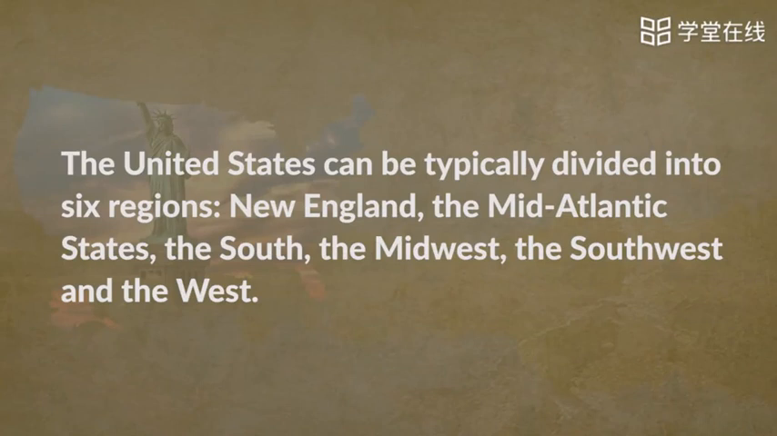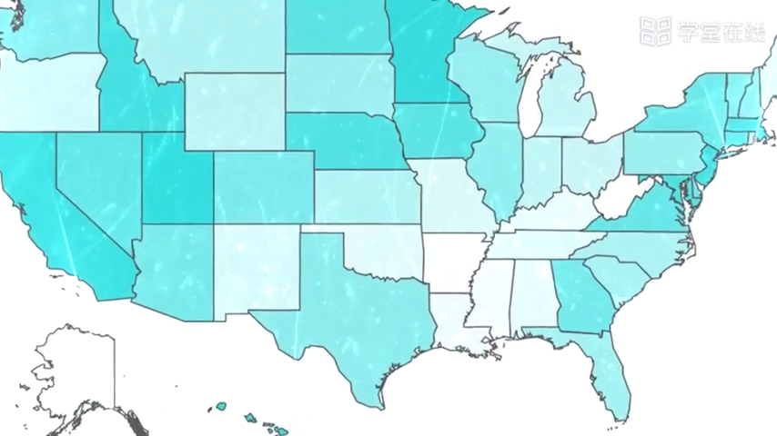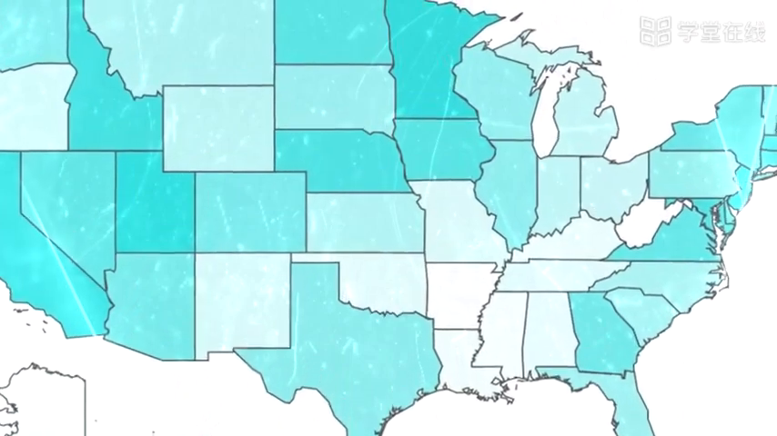The United States can be typically divided into 6 regions: New England, the Mid-Atlantic states, the South, the Midwest, the Southwest, and the West. These regions are formed by history and geography. The following 3 of them gain more importance.